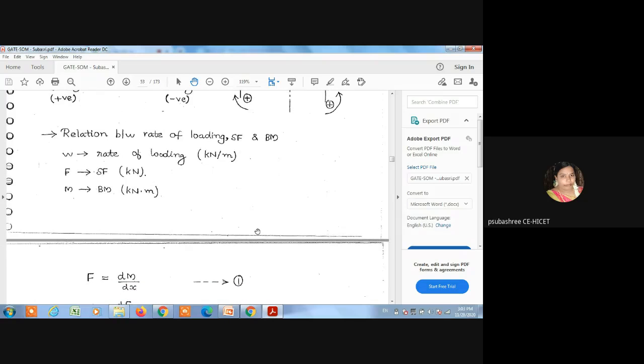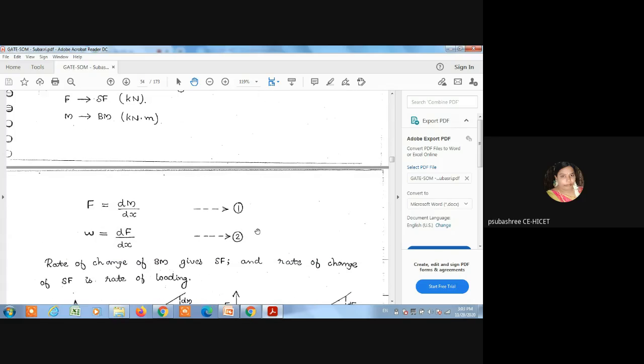And this is a very important formula: the relation between rate of loading W, shear force, and bending moment. What is the relation? F is equal to dM divided by dx. Here d means differentiate, rate of change of.